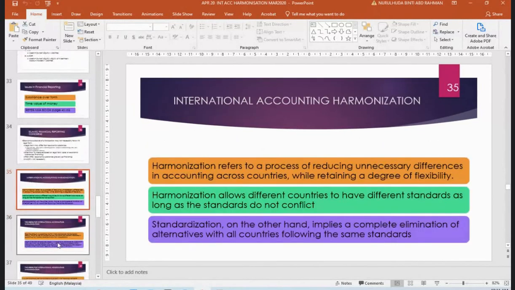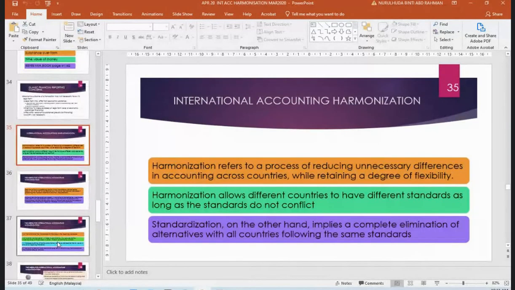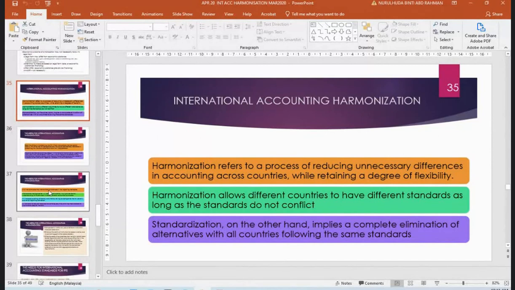Okay, and then international accounting harmonization. So harmonization refer to the process of reducing unnecessary differences in accounting across country while retaining a degree of flexibility. So now we know the importance of comparability. Kita tahu there is a need to compare performance, financial performance of institution in different countries.